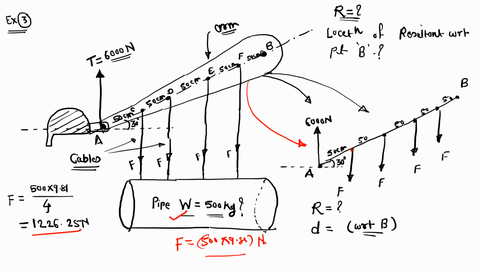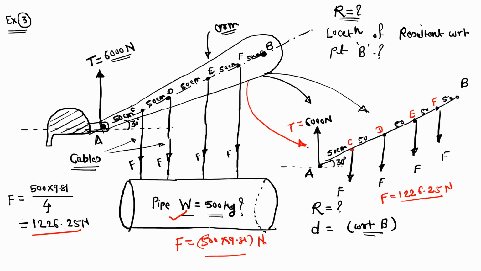So consider this complete arm as a beam AB, which is represented here by a straight line. The angle of this arm is equal to 30° with respect to horizontal. So consider this force is acting at point C, second is at D, E and F. So value is same. So F is equal to 1226.25 Newton, and this tension T is equal to 6000 Newton.